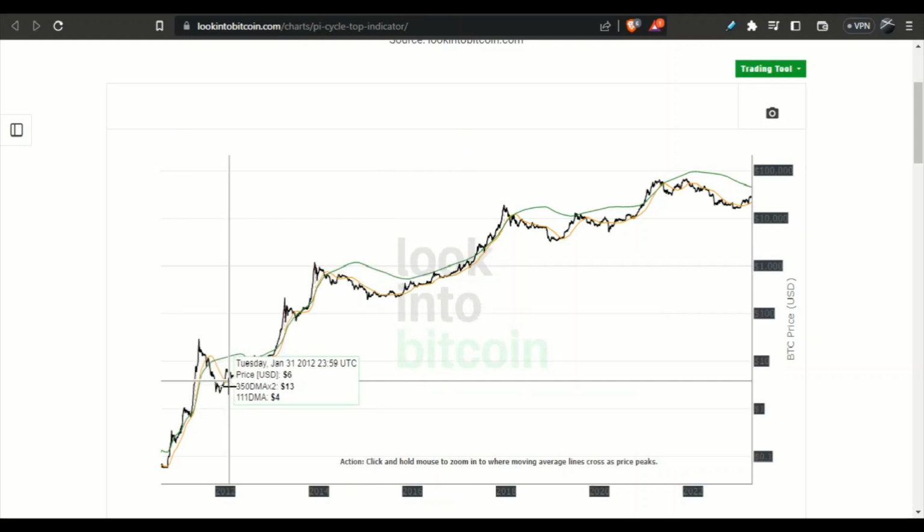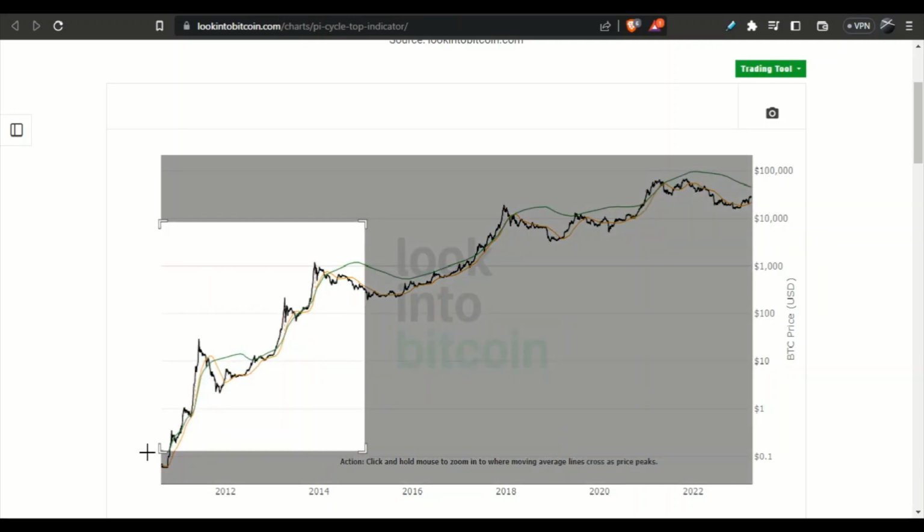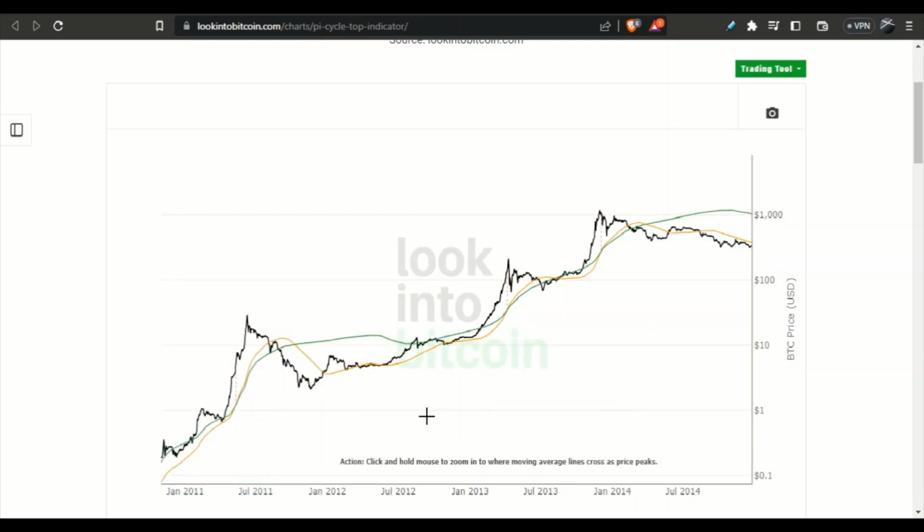So now that we discussed that, let's go back in time and check this indicator since the beginning of time, and how did it perform. If you notice here, we have a very fine dotted orange line. So if you look at this area, you will find it. So that is the line when the orange, which is the 111 day, crossed the green, which is the 350 times 2. So that was the area where it crossed, and that happened on, let's see, May 13th of 2011.